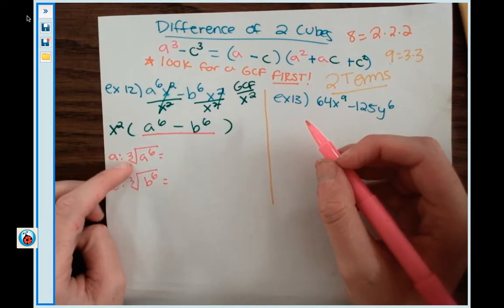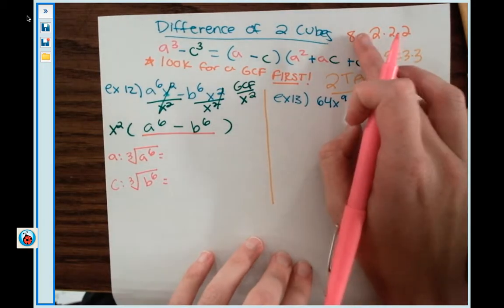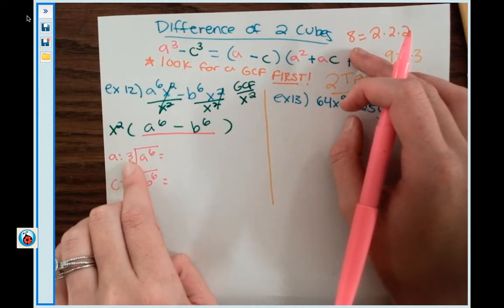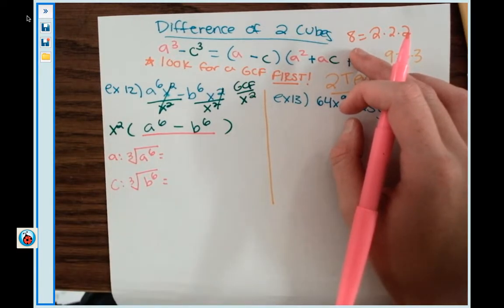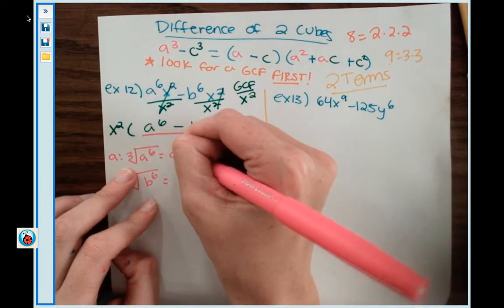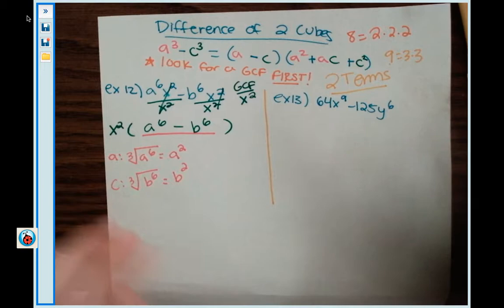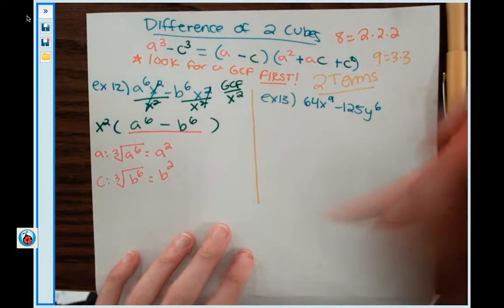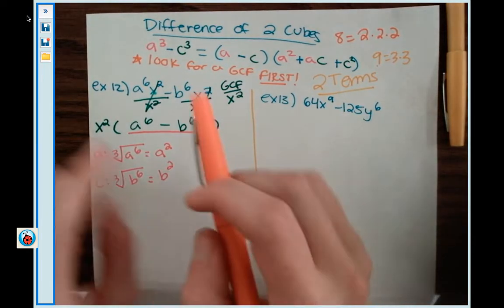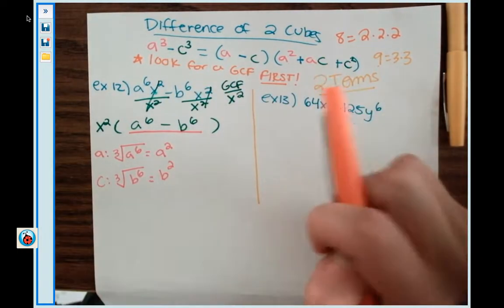When we are taking a cube root of a variable with an exponent, this only works with variables with exponents, not with numbers. I can't use this on 8, for example. You divide the exponent by the index number, which is going to be a 3 in a cube root. So 6 divided by 3 is 2, so this will be a squared. And 6 divided by 3 is also 2, so this will be b squared. So this is my A term, and this is my C term. I can cube root each of these. So I have two numbers that are subtracting, and I can cube root them, so I can use this difference of cubes.